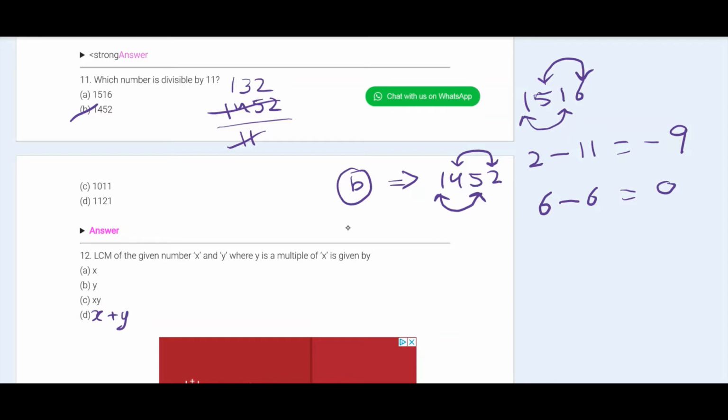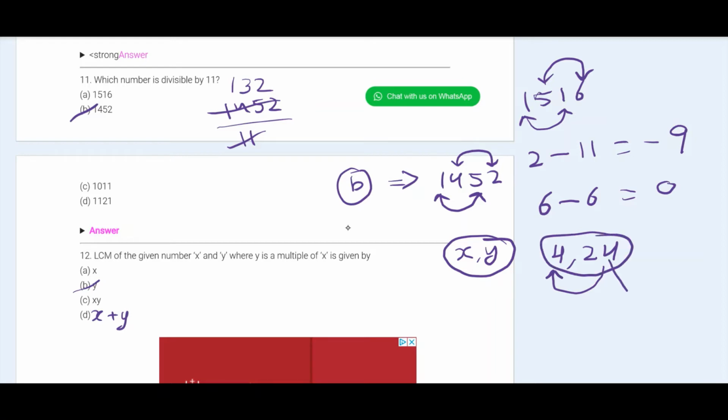If you go to question 12, LCM of the given numbers x and y, where y is a multiple of x, is given by. Whenever you take two numbers x and y, and out of these two, if one number is the multiple of another number, then that number will become our LCM. So here y is a multiple of x, so y will be our LCM. It is like if you take 4 and 24. 24 is a multiple of 4. So whenever you find the LCM of 4 and 24, you'll get 24 as the answer.